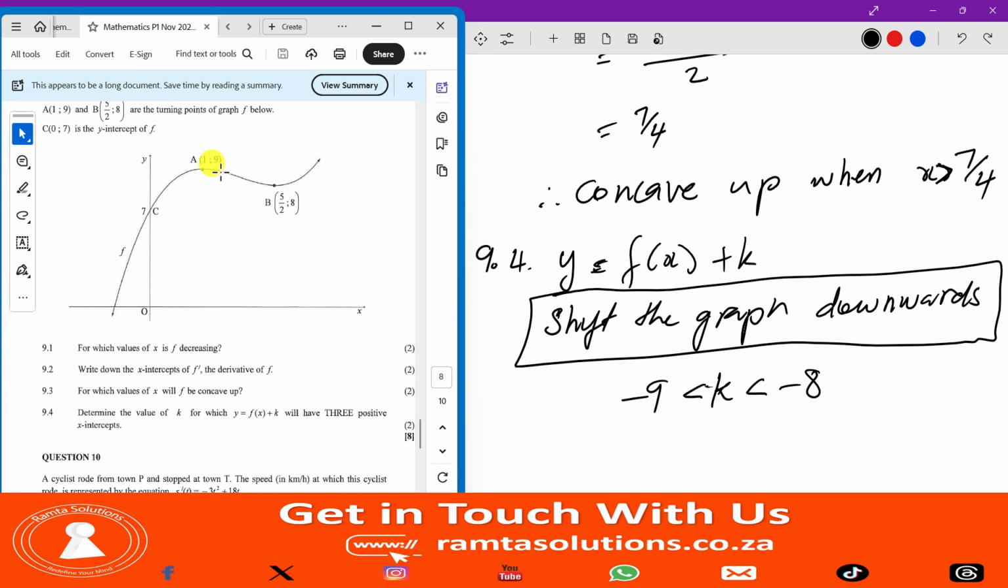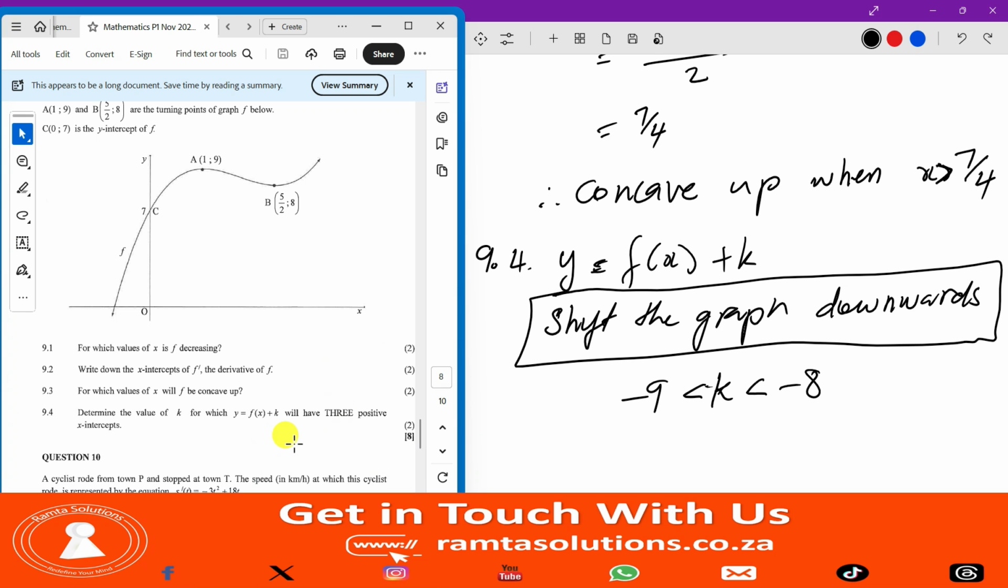Remember, I said shifting 7 units down will not really work. Shifting 8 units down will not really work. But if you shift it 9 units down, it'll work. So try to make k between -9 and -8 because you're shifting the graph downwards. Okay, so we are good. We are done.